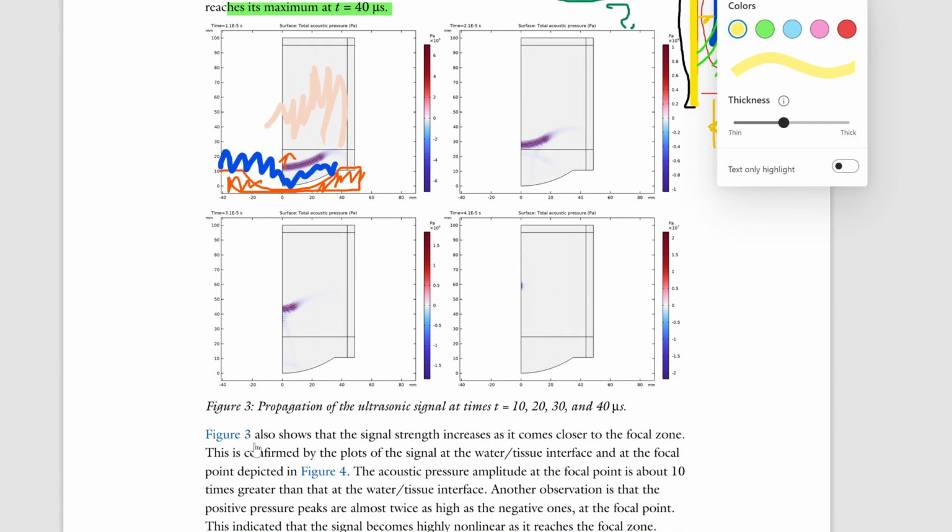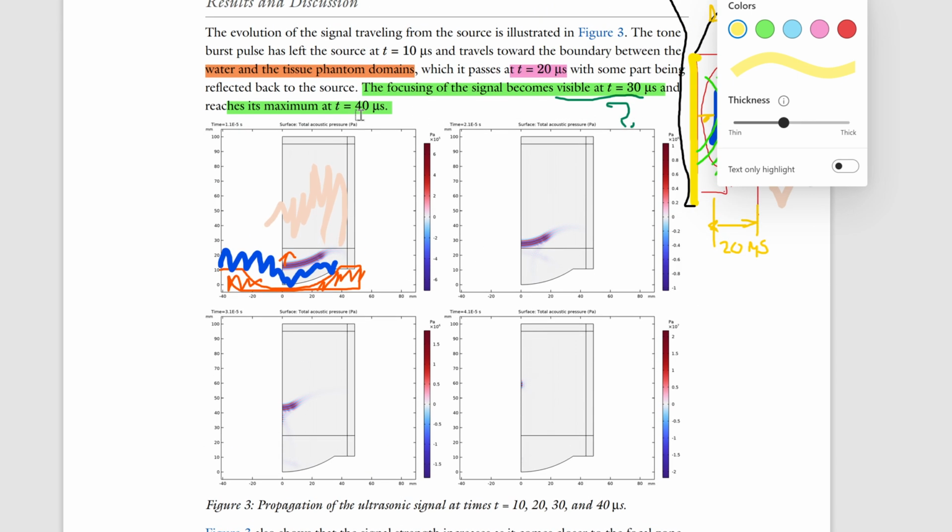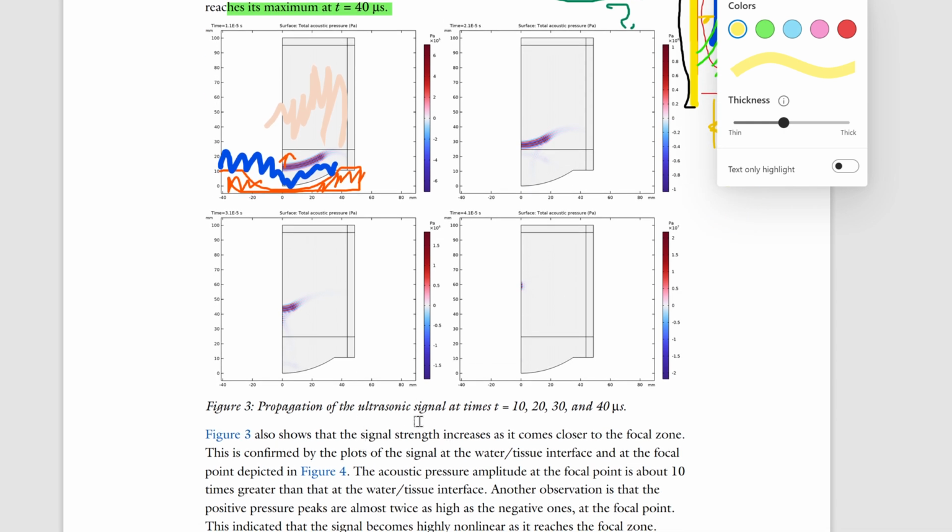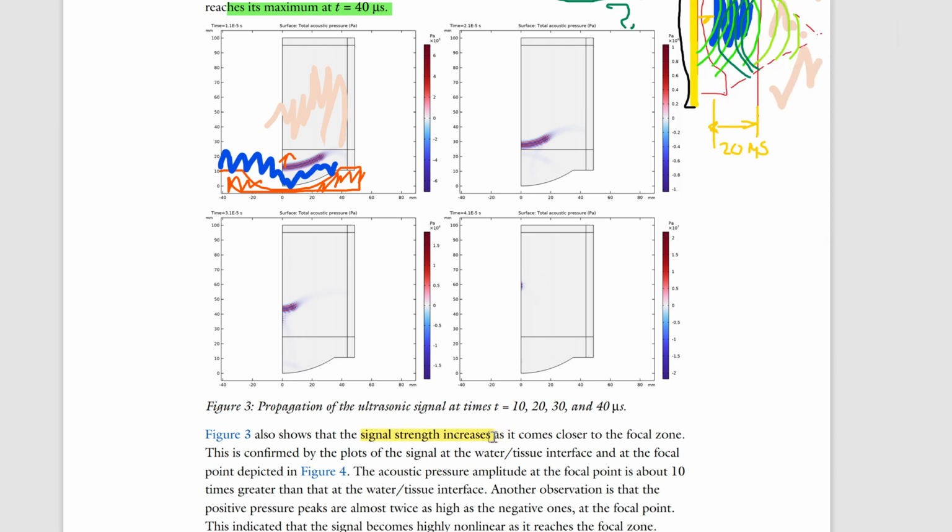Okay. So it also shows that the signal strength increases as it comes closer to the focal zone. Signal strength, and that pressure, is our pressure increasing? Because I noticed that our signal is becoming more focused. But that's the part that I was saying earlier where I don't see a difference in the colors. So the strength, how can we tell that it's increasing? I would like to see the numbers. Maybe I'm wrong about that. Let's go. This is confirmed by the plots.